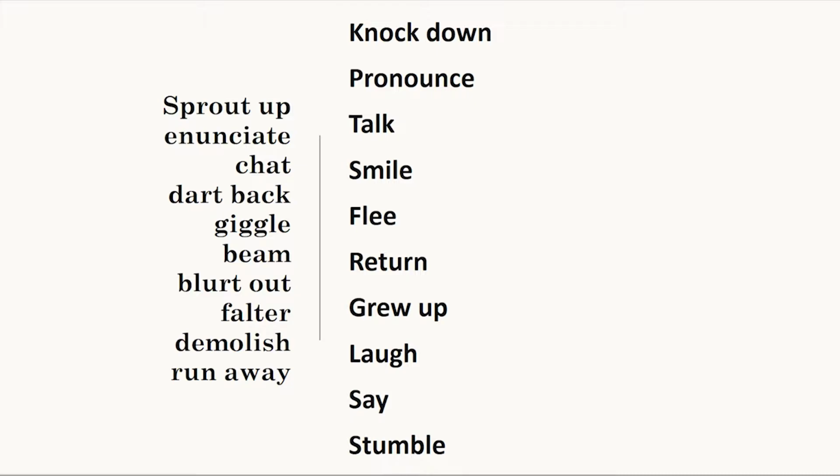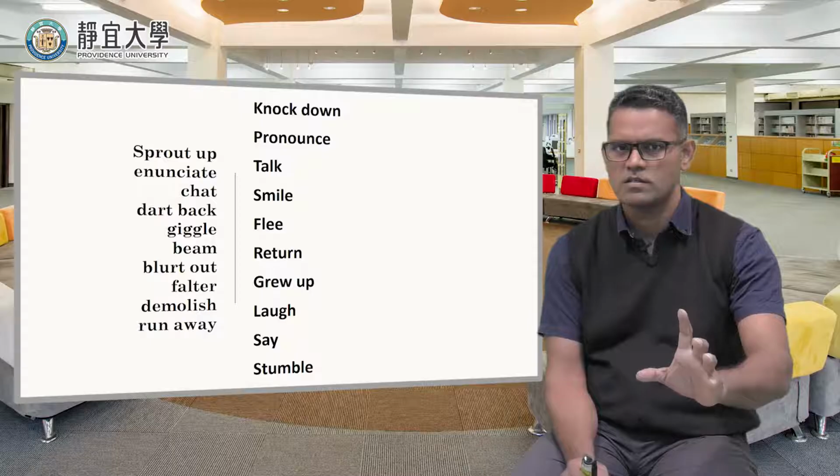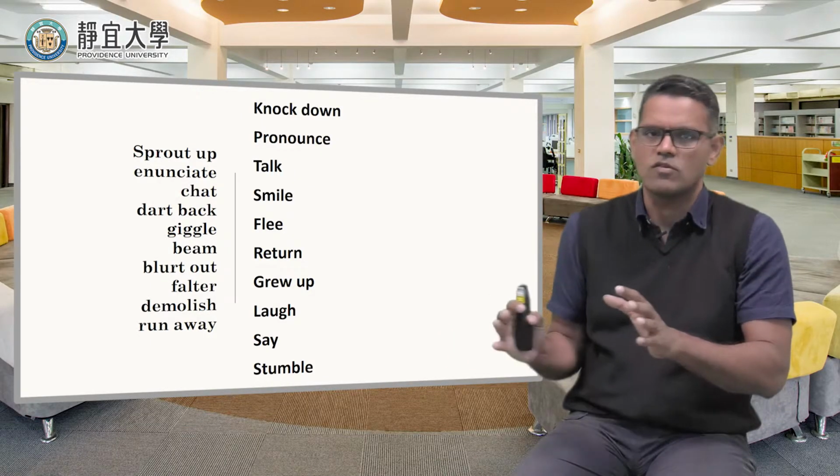Chat, easy word, simple, basic English. Dart back in one direction. Giggling, beam, blurt out, falter, demolish, run away. A couple of easy words and a couple of difficult ones. But then we learned all these words. What we are doing right now is just reviewing the words.